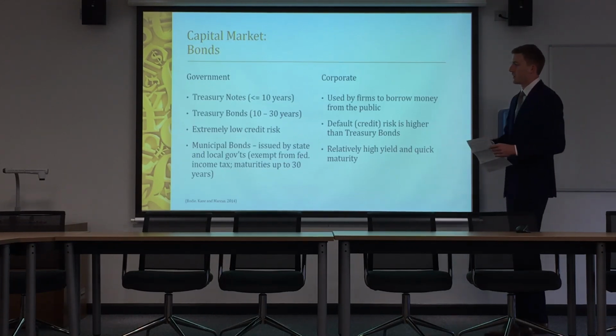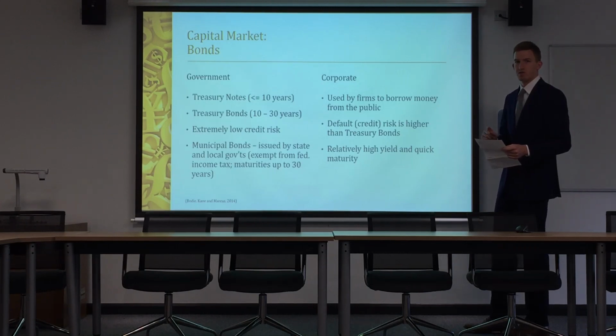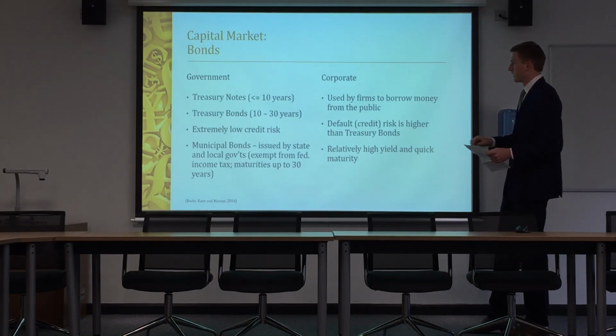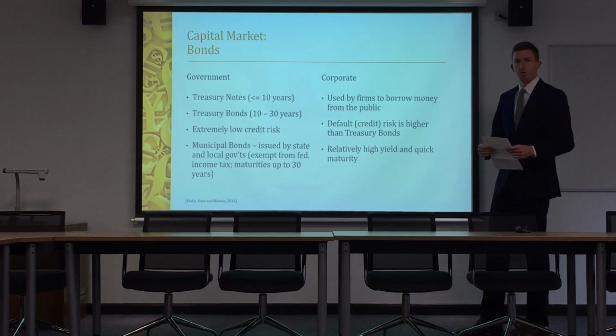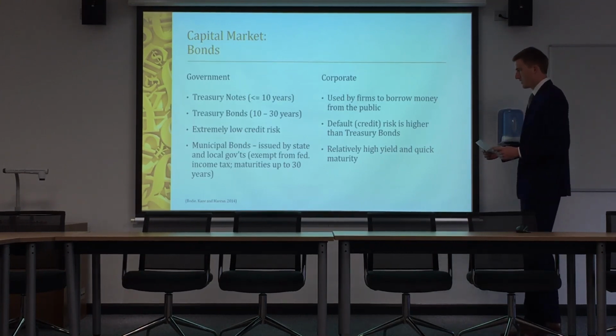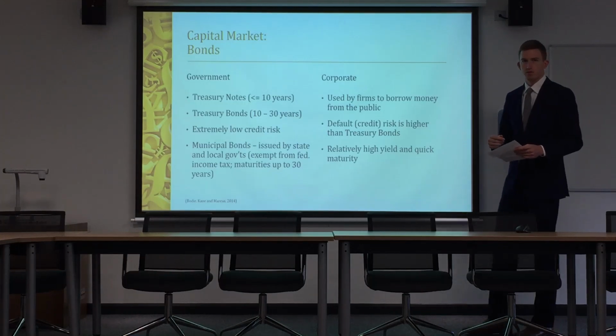A subset of government bonds are municipal bonds, or munis. They're issued by state and local governments, which just like T-bills, only kind of in reverse, they're exempt from federal income tax instead of being exempt from state and local taxes. On the other side, we've got corporate bonds. These are on the private side, used by firms to borrow money from the public. The default risk is much higher than government bonds because the risk of a corporation going under is much higher than that of the government.